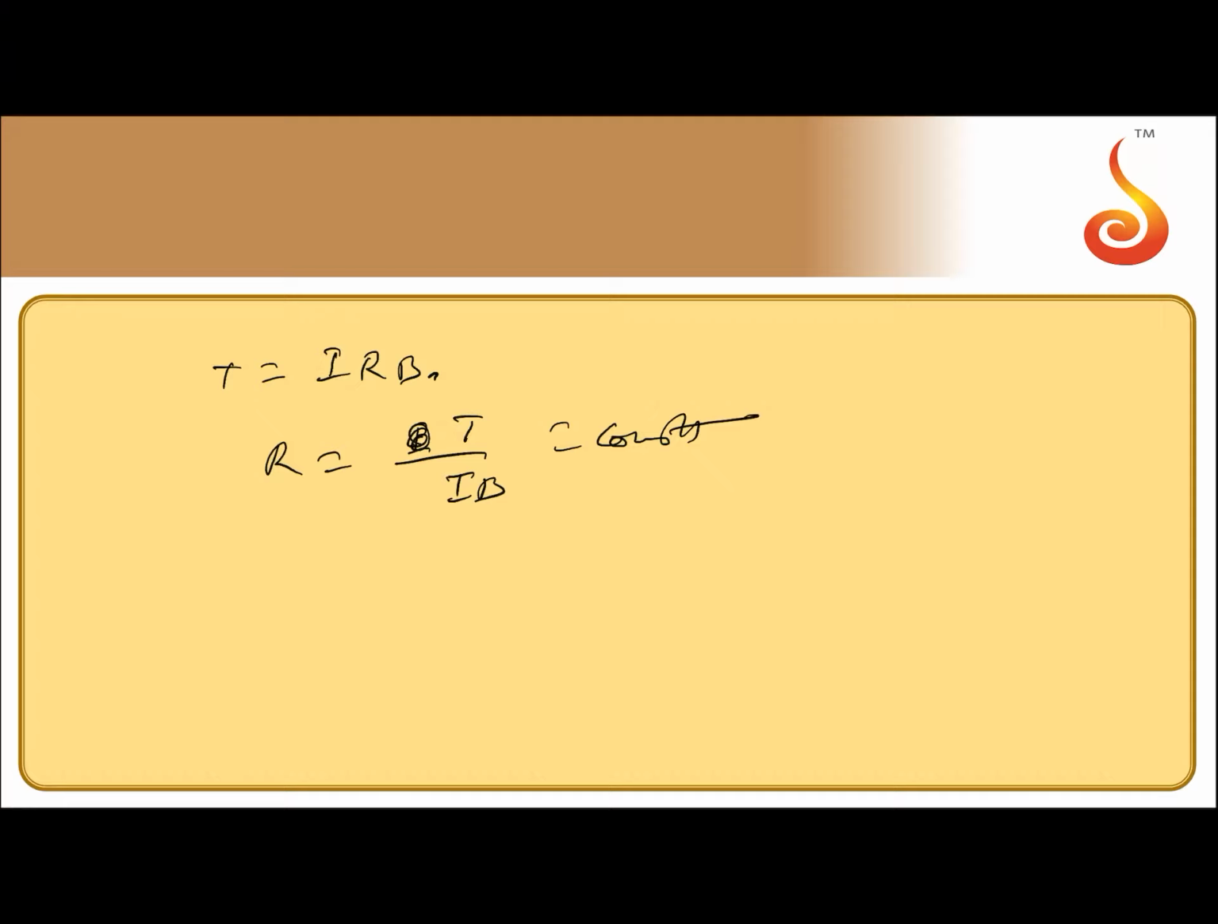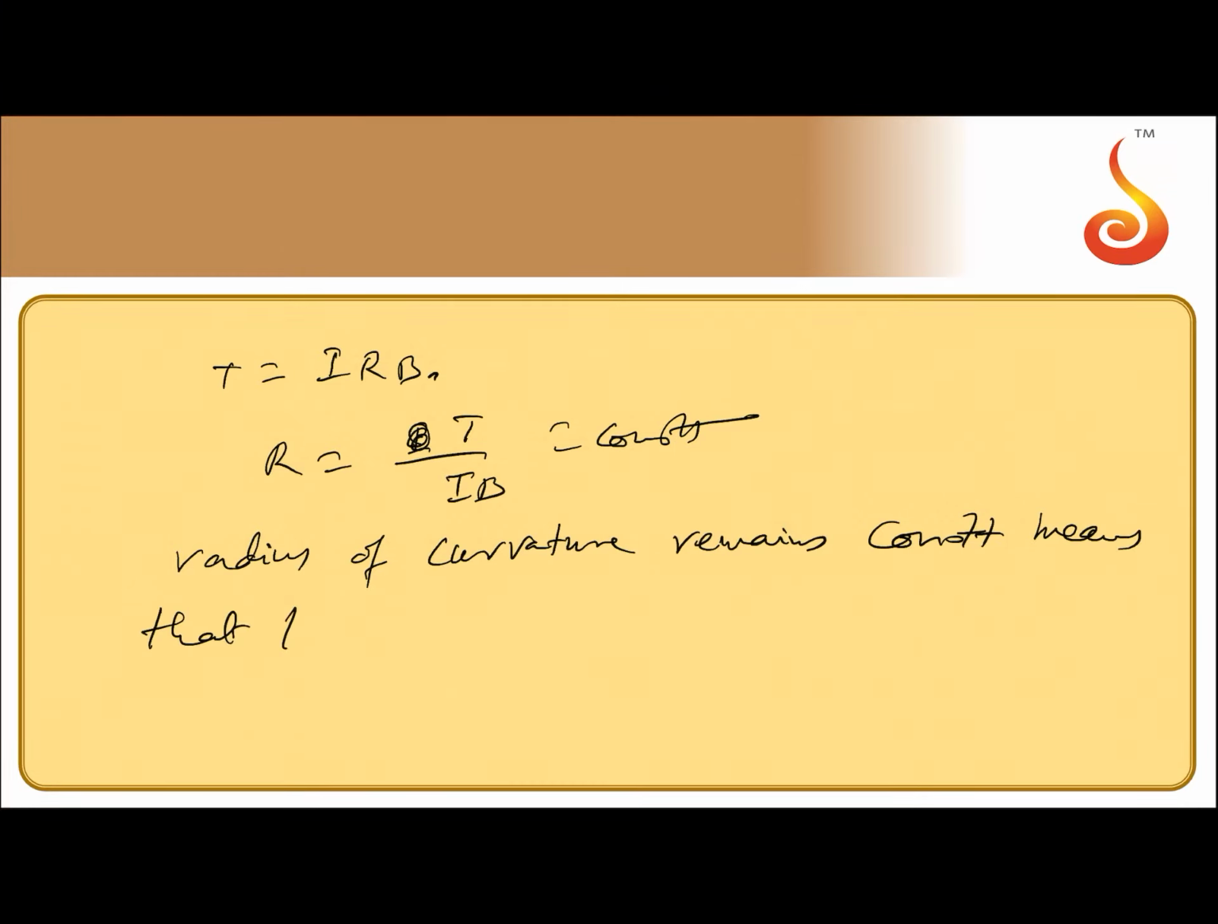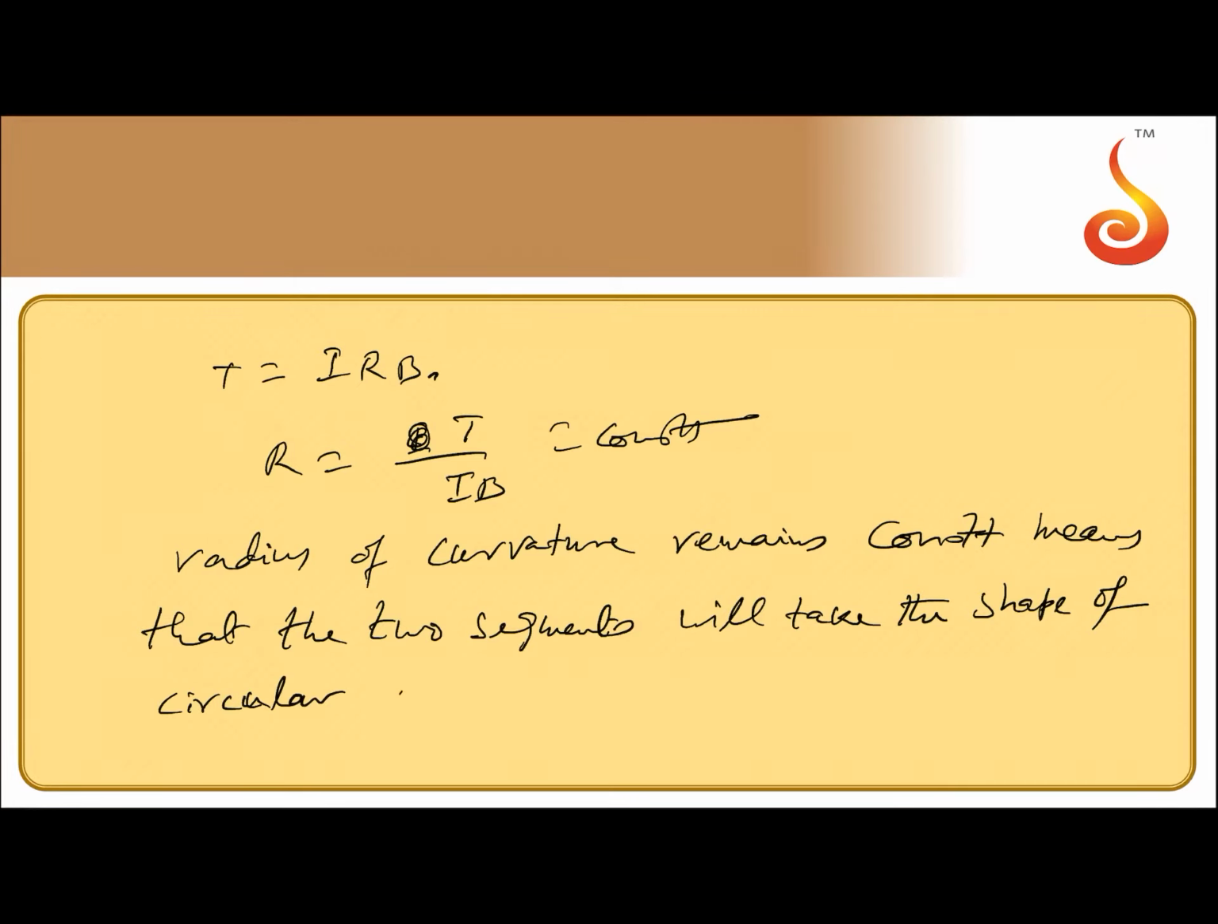So the radius of curvature remains constant, which means that the two segments will take the shape of a circular arc.